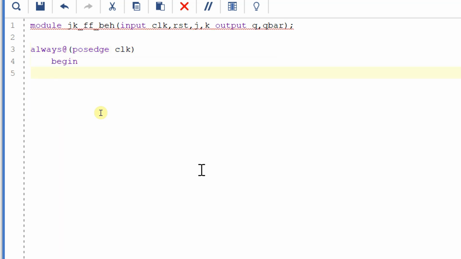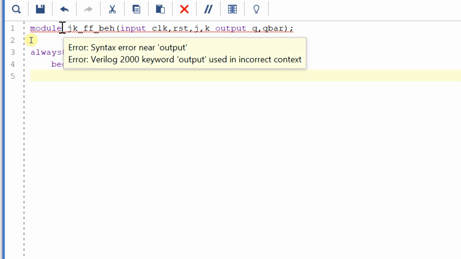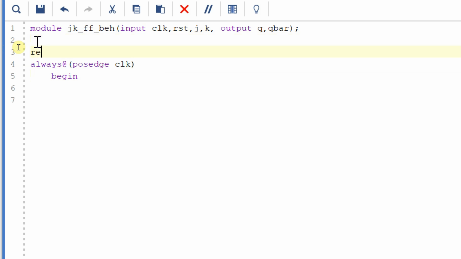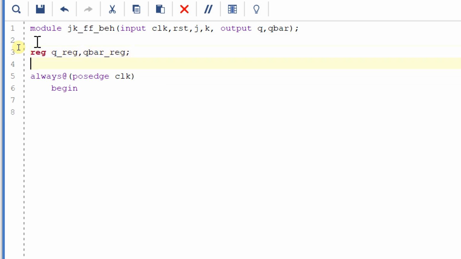Begin. Since output is wire type, we cannot use it in an always block, so I will declare two registers called q_reg and q_bar_reg. So these are my two registers which I can use in the always block.